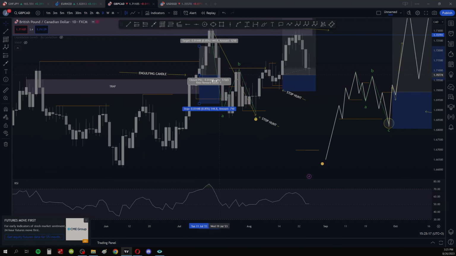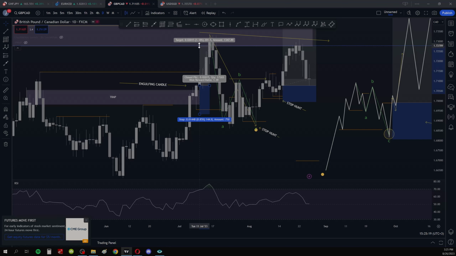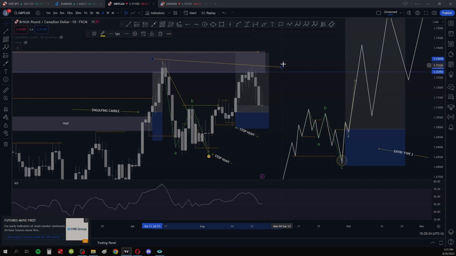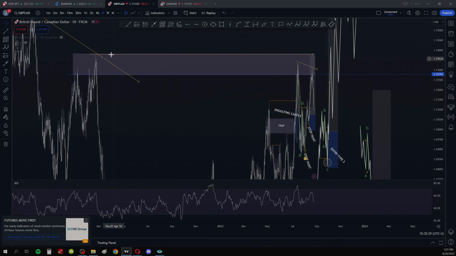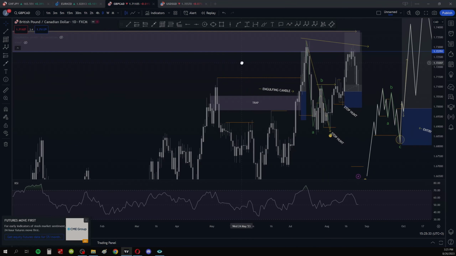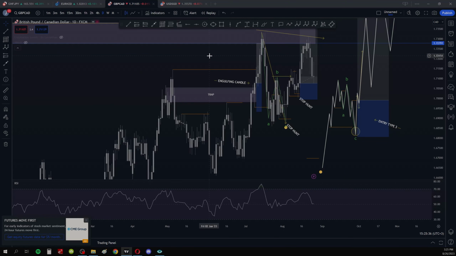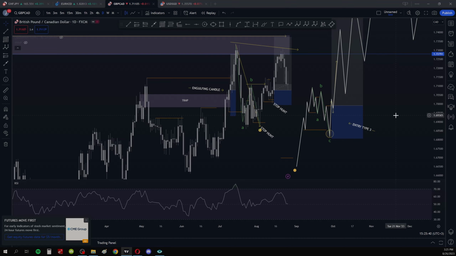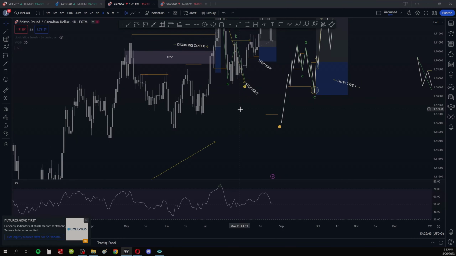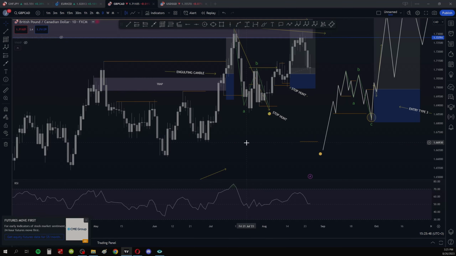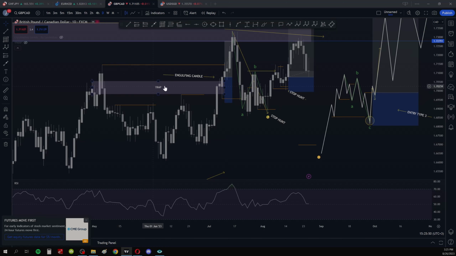Okay, so we will talk about how we can enter here to go up and how we can enter here to possibly take out these equal highs and eventually take out this. Okay, that's quite simple, right? So now, multiple things. First of all, this zone here.